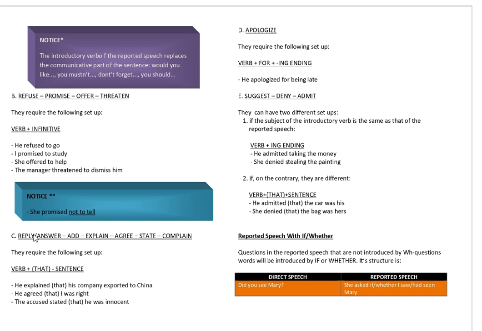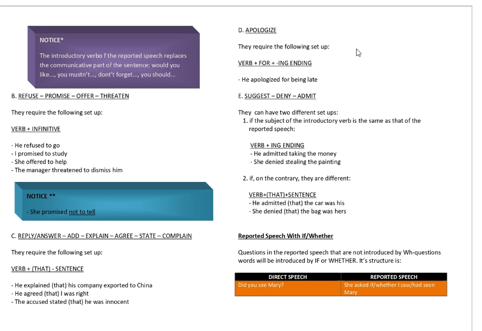Some more verbs could be reply, answer, add, explain, agree, state, complain. In these cases, we have the verb plus that. As you can see, that can be omitted, plus the sentence. He explained that his company exported to China. He agreed that I was right. The accused stated that he was innocent. As you can see, you have the subject, the verb of these verbs listed here, followed by the regular sentence.